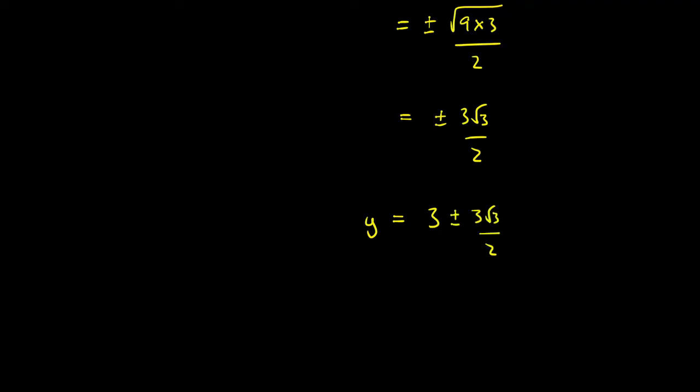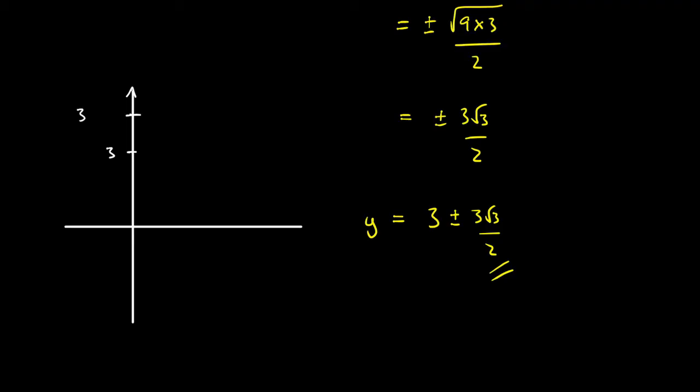3 upon 2. Well, then, if we're asked to find the distance between these 2 points, let's just think about what that's going to look like. Here we've got our x-axis. Here we've got our y-axis. And so on our y-axis, let's say this value here is 3. Either we're going to go up to 3 plus 3 root 3 upon 2, or we're going down to 3 minus 3 root 3 upon 2. But the point is the distance going up is the same as the distance going down.